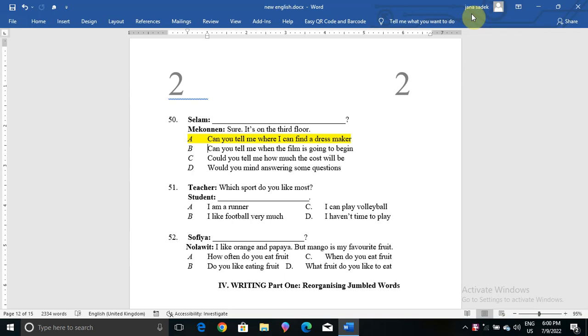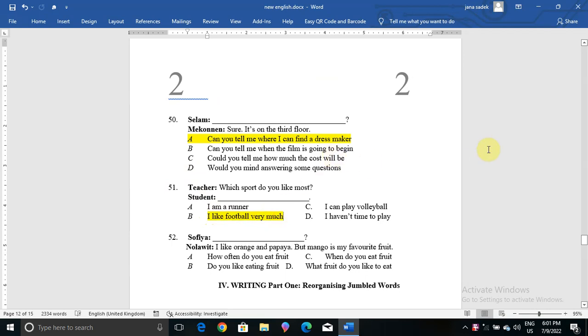I am a runner. He didn't ask, are you a sport student or not, or are you a runner or not? Yes, I am a runner. No, I can play volleyball. He didn't ask what sport you can play, or I haven't time to play, or when you are playing football or your sport. So A, C, and D are not the correct answers. He's asking which sport do you like most? I like football very much. So the correct answer for question number 51 is choice B.